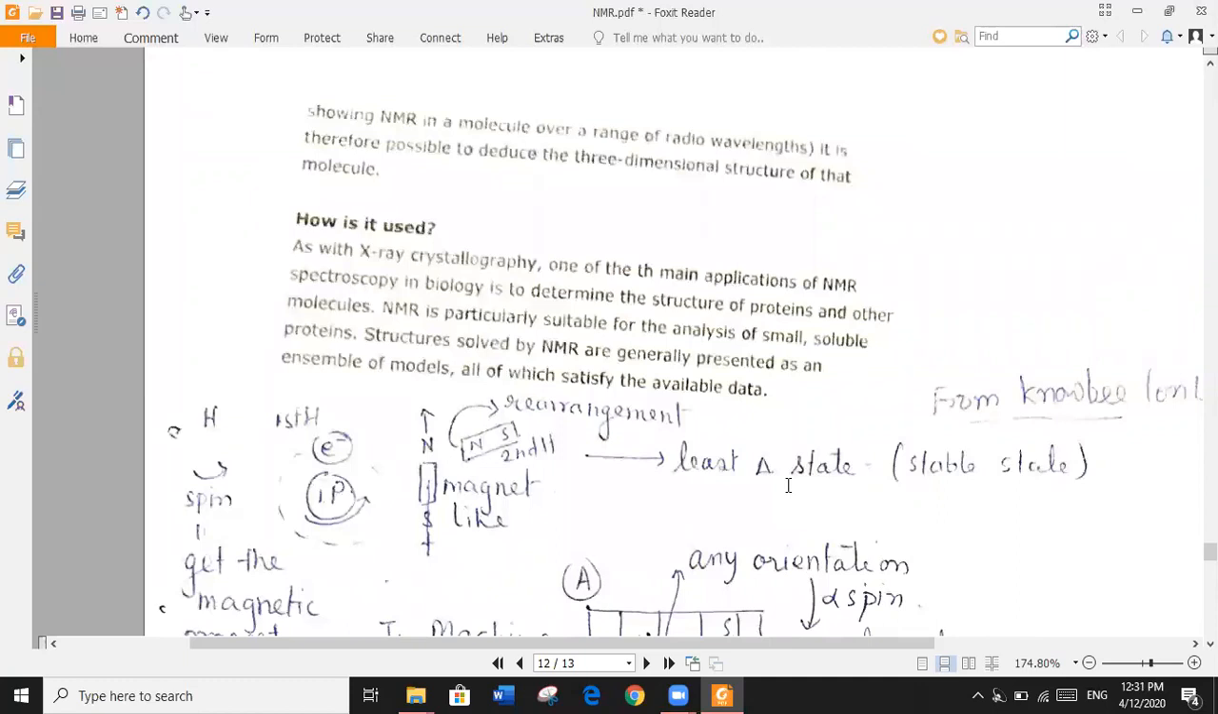How is this used then? As with X-ray crystallography, one of the main applications of NMR spectroscopy in biology is to determine the structure of proteins and other molecules. NMR is particularly suitable for the analysis of small soluble proteins. Structures solved by NMR are generally presented as an ensemble of models, all of which satisfy the available data.